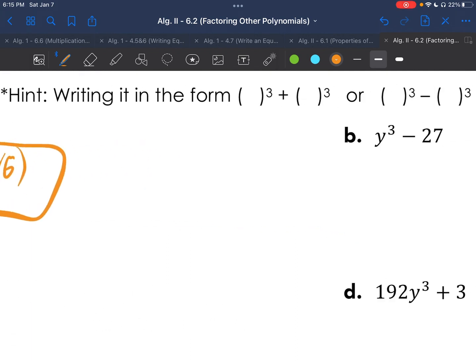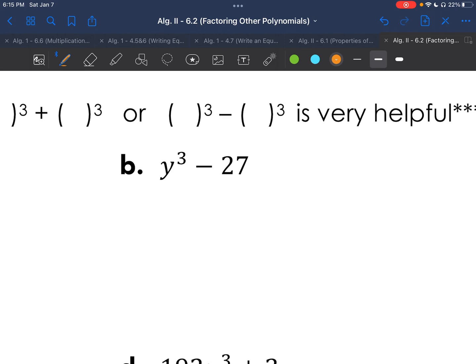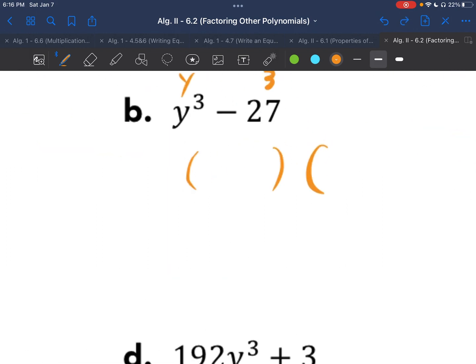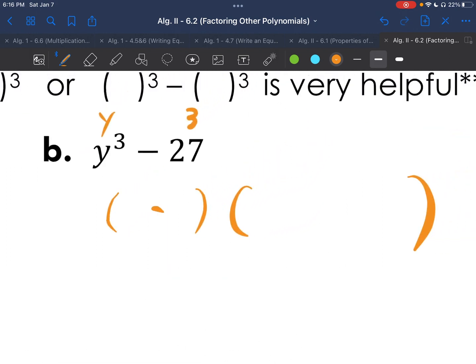Going on to letter B. y cubed minus 27. y times y times y is y cubed, and 3 times 3 times 3 is 27. This time, our binomial will be subtraction, because it starts out as subtraction. So we do y minus 3, the two minus each other. Then we do the first one squared, opposite sign plus the 2 times each other, 3y, plus the second one squared, 9.